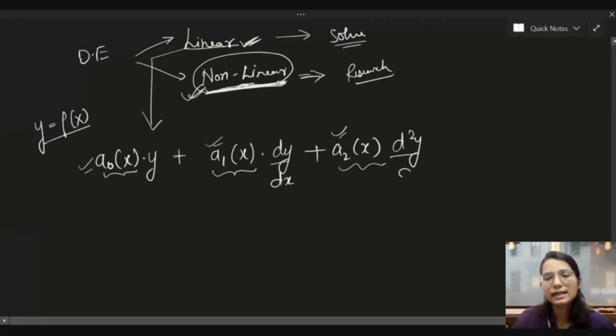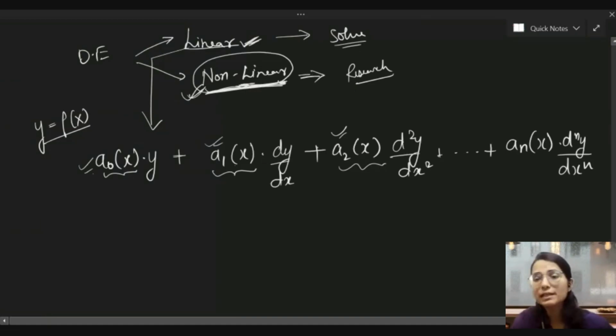Now there is the second derivative and so on. This continues up to maybe the nth order derivative. So n could be anything. n could be 1, n could be 2, n could be 3. It is equal to v of x, another function of x. It could be any function of x. So let me give you an example of how this works.